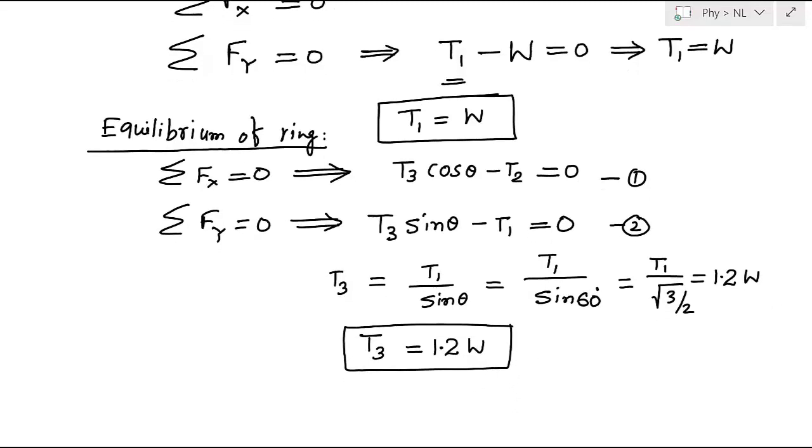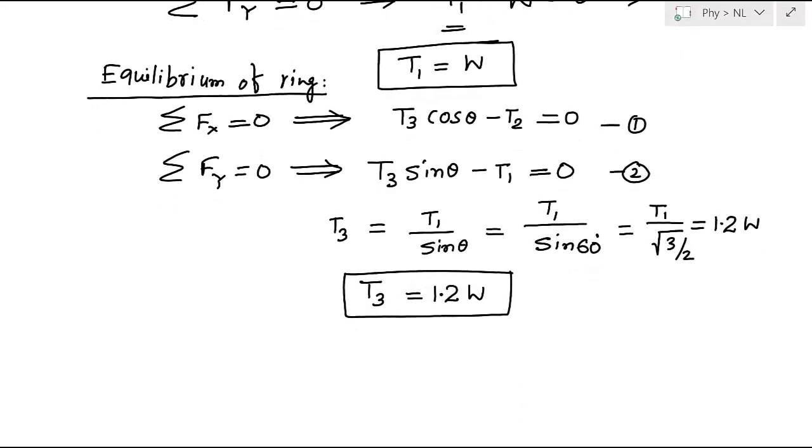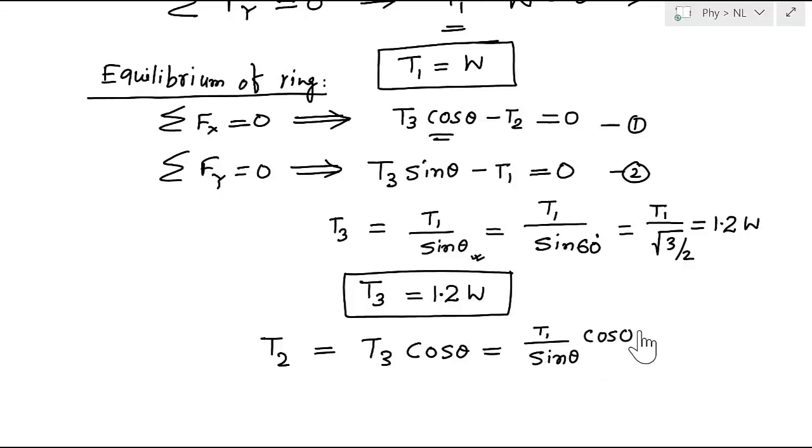Finally, I can use equation 1 to calculate T2. So T2 is how much? T2 is simply T3 cos theta. And now I know T3. T3 is basically T1 divided by sine theta. So T1 divided by sine theta and then multiplied by cos theta.